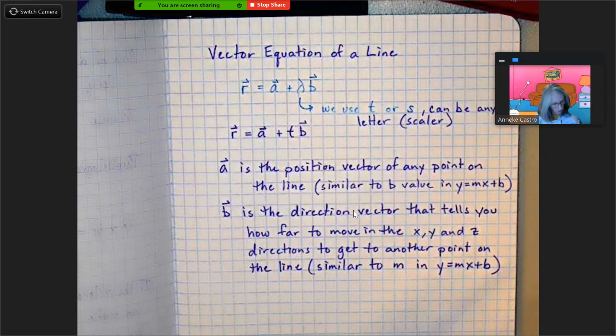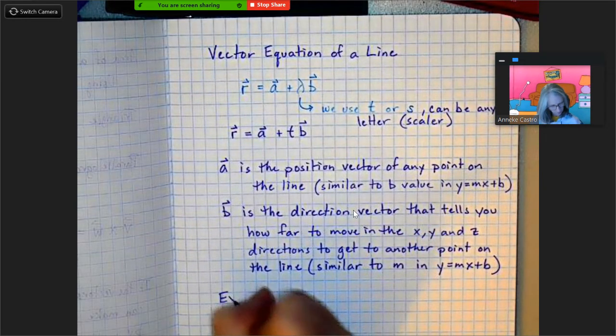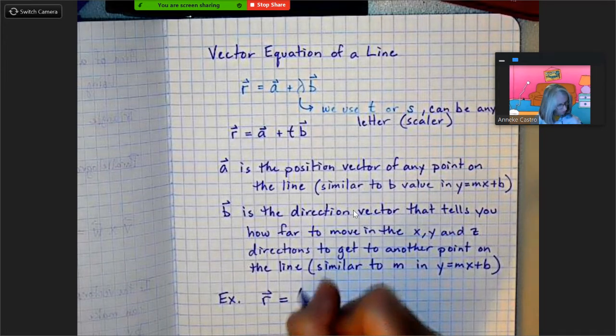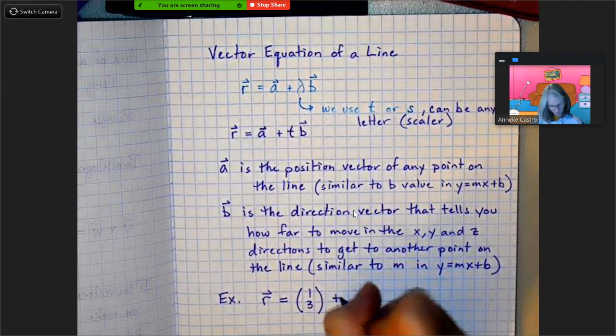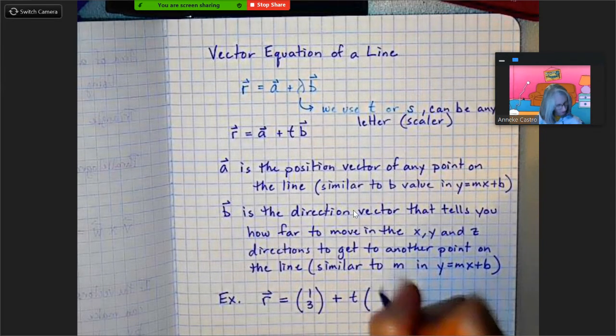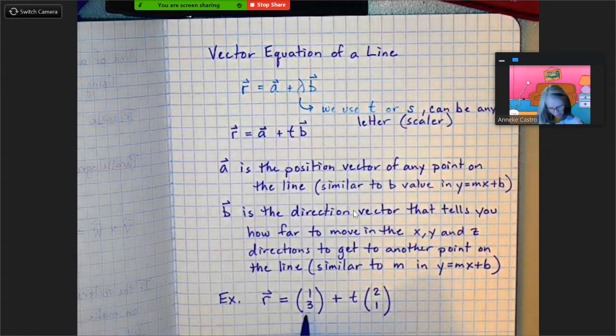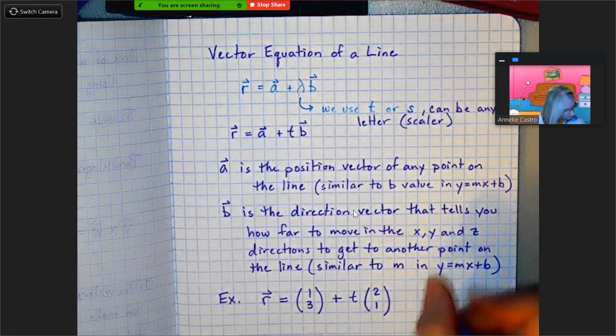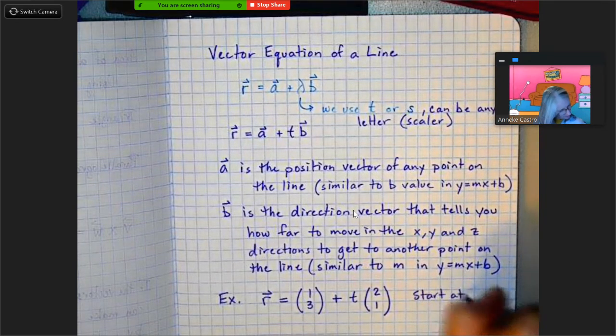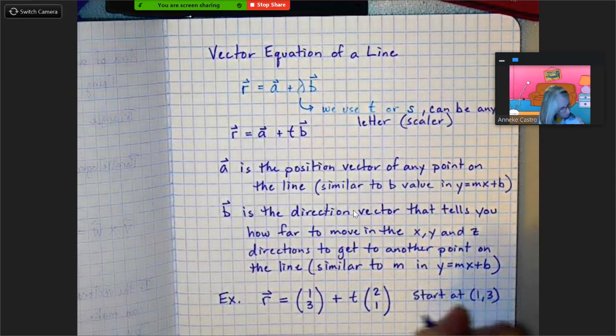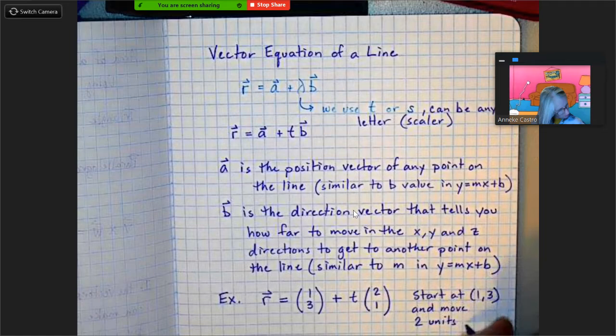All right, so let's put an example into our notes. If I have position vector r equal to (1, 3) plus t times the direction vector (2, 1), what is this saying? This is saying start at the point (1, 3). This is a position vector, which is basically the same thing as coordinates. So start at (1, 3) and move 2 units right and 1 unit up.